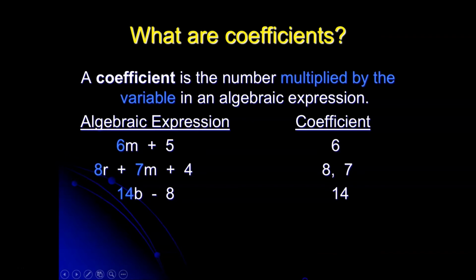Have you heard about coefficients? A coefficient is a number multiplied by the variable in an algebraic expression. In the algebraic expression 6m plus 5, the coefficient is 6. In 8r plus 7m plus 4, the coefficients are 8 and 7. In 14b minus 8, the coefficient is 14. To remember coefficients, these are the numbers placed before the variable.